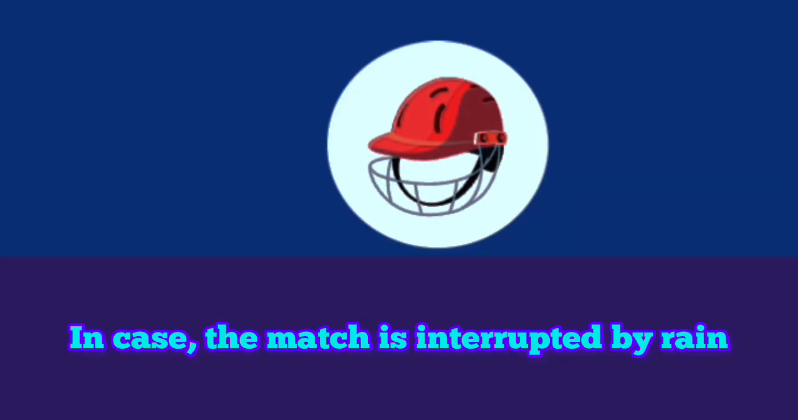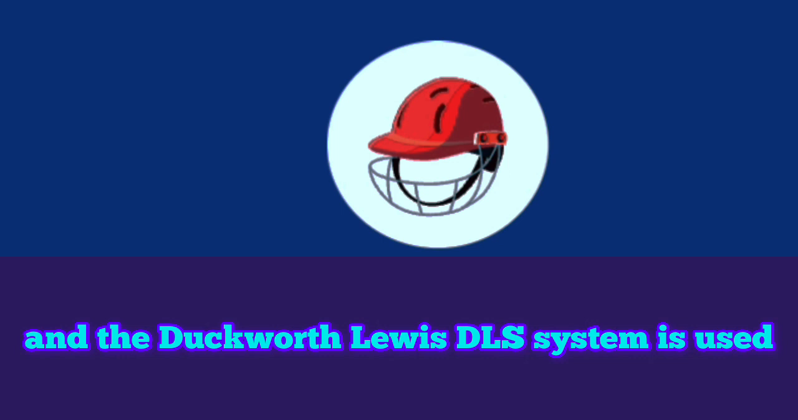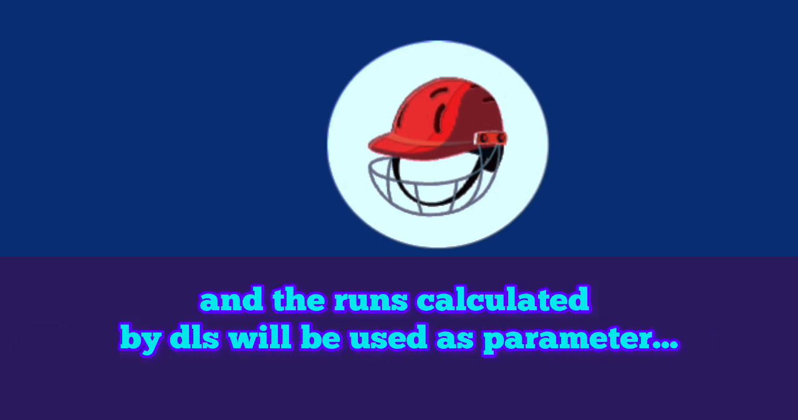In case the match is interrupted by rain and the Duckworth-Lewis (DLS) system is used, then the number of overs in an innings and the runs calculated by DLS will be used as parameters.